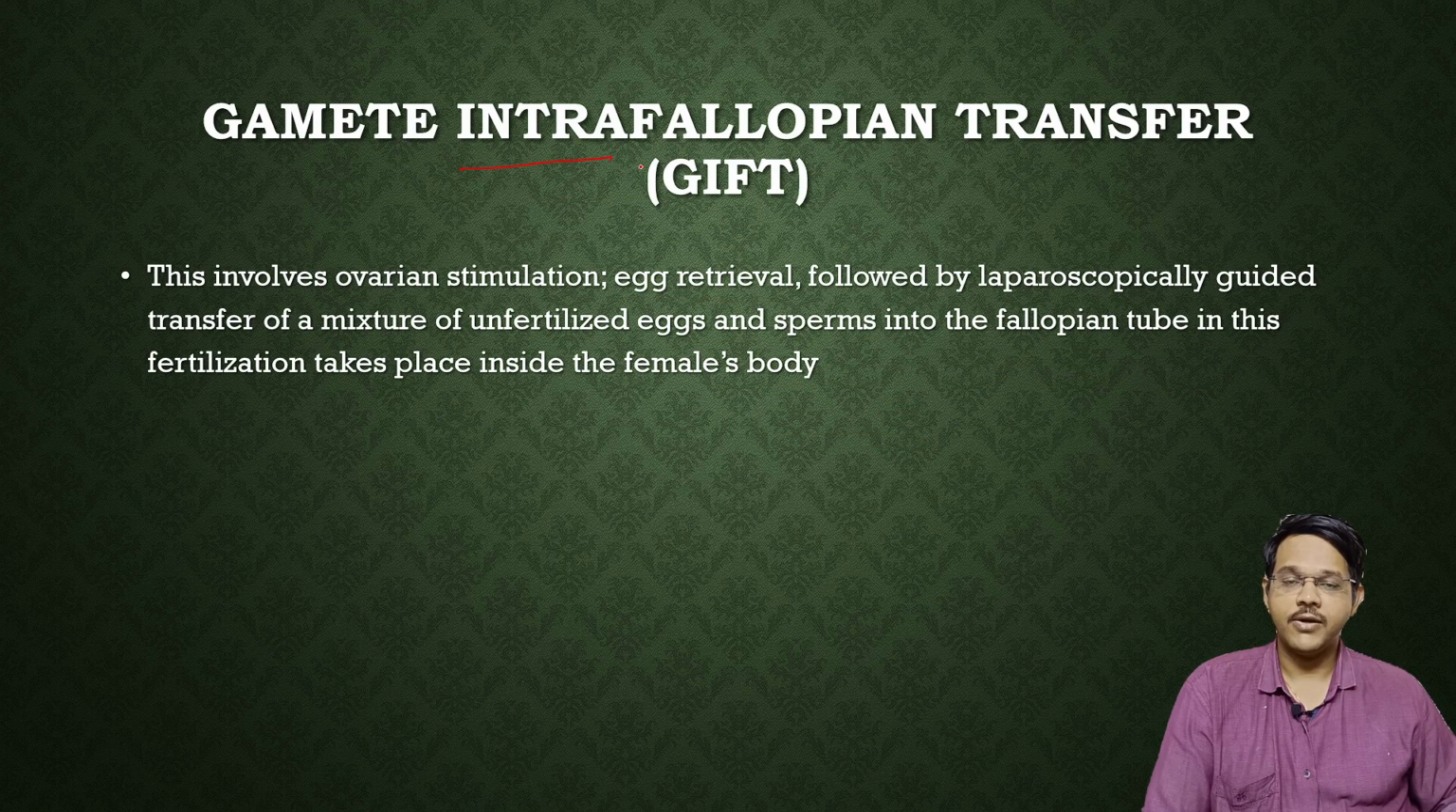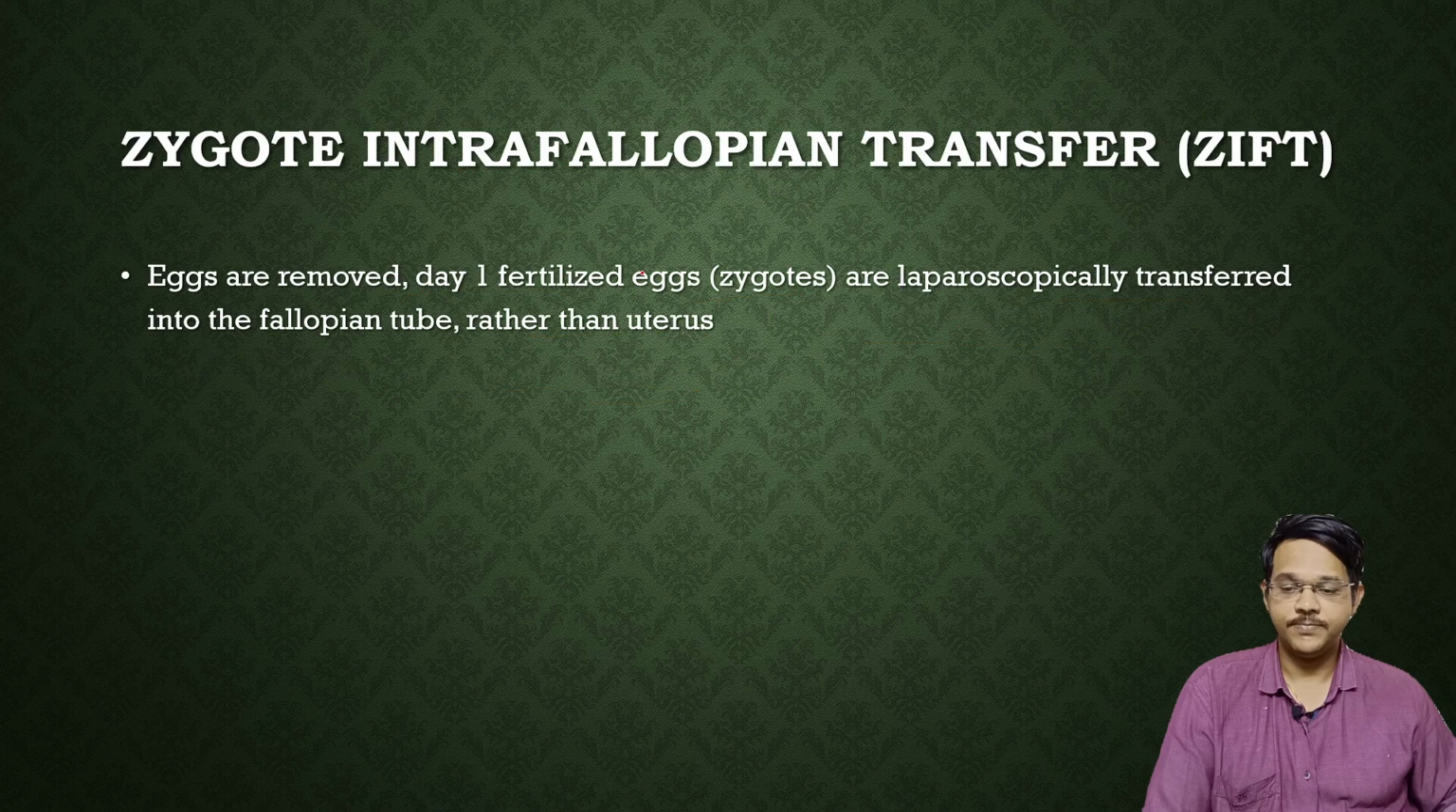In gamete intrafallopian transfer, this involves ovarian stimulation, egg retrieval, followed by laparoscopically guided transfer of a mixture of unfertilized eggs and sperms to the fallopian tube. So in this, again, the ovary is stimulated, oocyte is obtained, sperm is obtained, and both are transferred to the fallopian tube as gametes. So they are not fertilized, but they are naturally fertilized in the fallopian tube of the surrogate mother or the mother herself. So here fertilization takes place inside the female body itself.